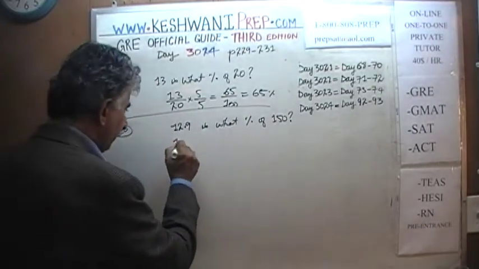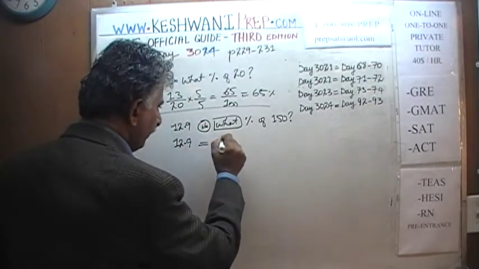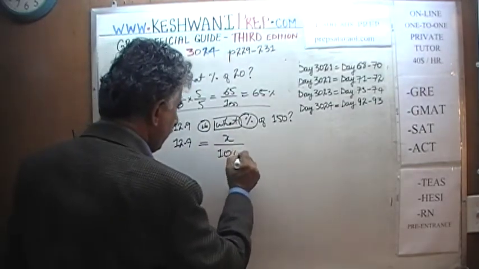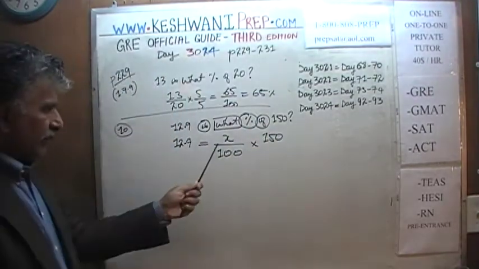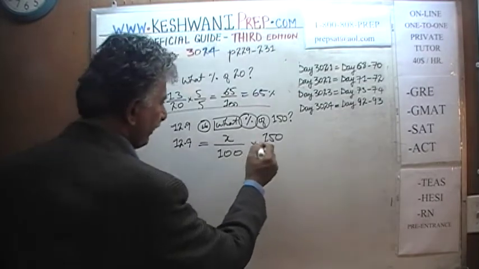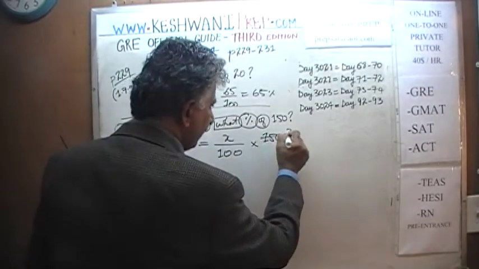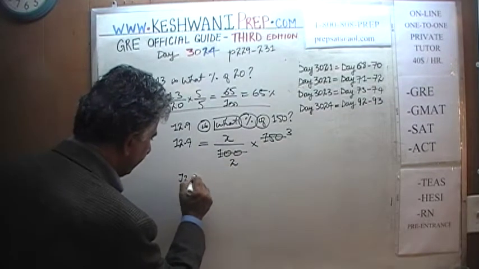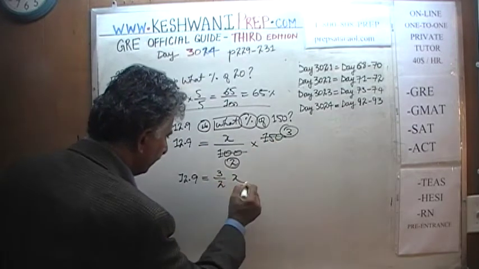So here we go. 12.9 is means equal. What is our unknown? We represent the unknown with letter X. Percent means over 100. Of means times, and then 150. Let's separate the x. Let's divide top and bottom by 50. If we divide top and bottom by 50, 150 becomes 3, and 100 becomes 2. So what we end up with is 12.9 equals 3 over 2 x.